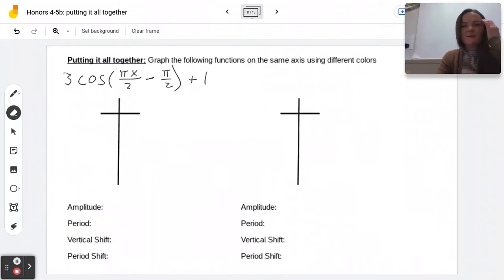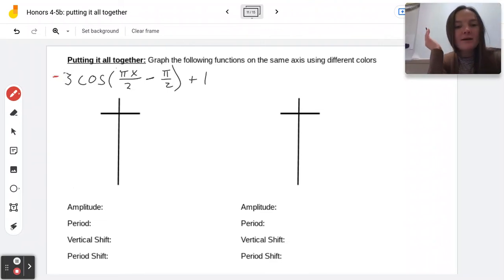Okay, so the last question type, I'm just going to make one up, and the one that I made up is 3 cosine of pi x over 2 minus pi over 2 plus 1. So in essence, this is a nice example. In fact, let's make it negative just to make it even better. We're going to put all of our pieces together for this last question. So we're just going to approach this like we always would.